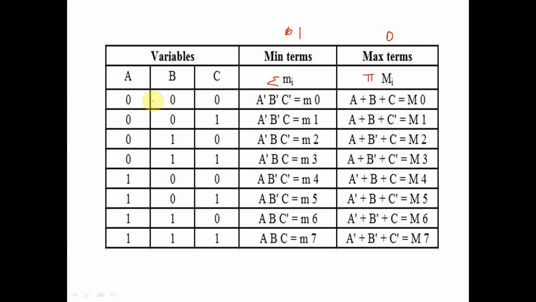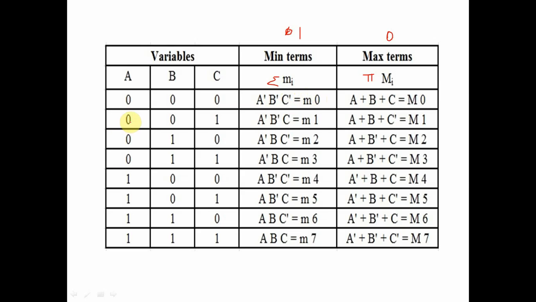So if 0, 0, 0 is present, here I write A bar, B bar, C bar, because in min term the present term is denoted as 1. In min term the present term is denoted as 1. So here all these three terms are 0. So I write A bar, B bar, C bar, and the first one is m0.